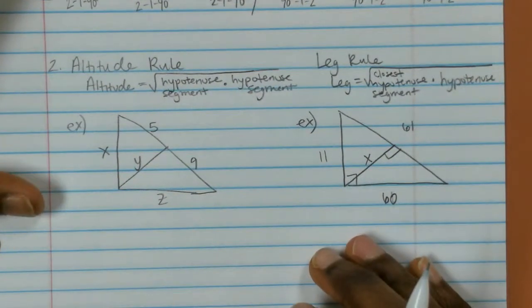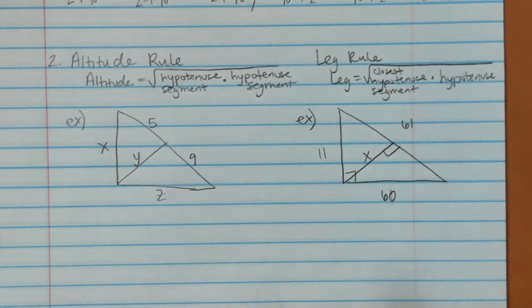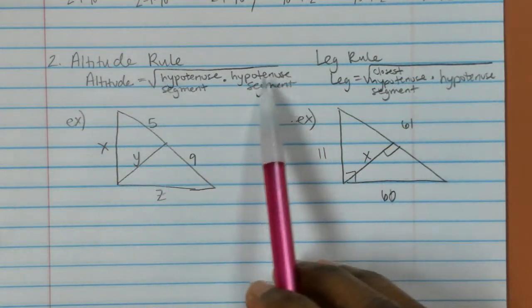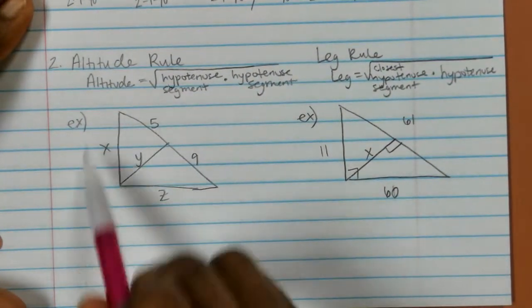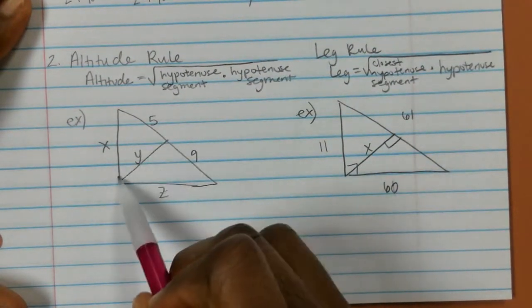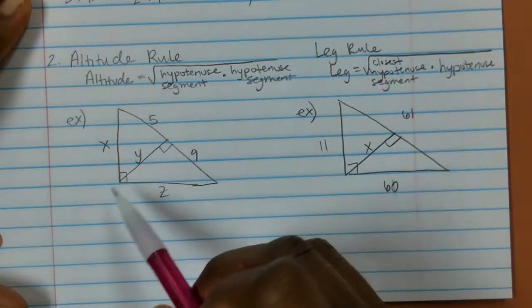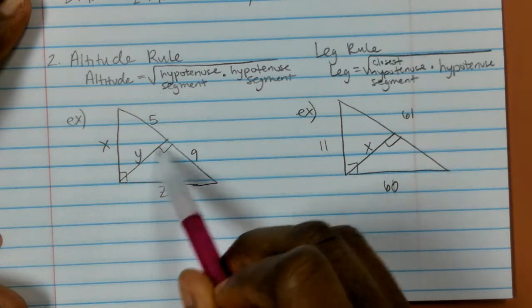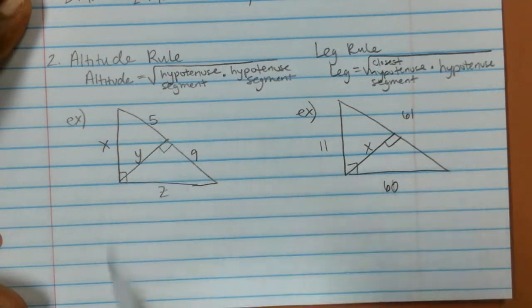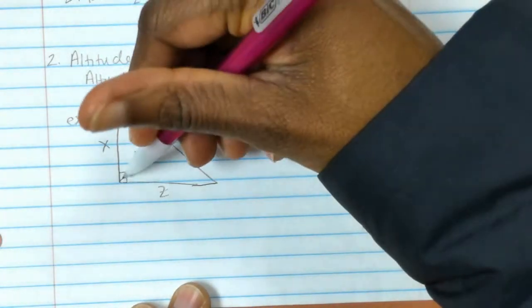Second topic is altitude rule and leg rule. The altitude rule simply is the square root of the two parts of the hypotenuse multiplied together. So in this problem, my altitude is y because it's the one that connects the vertex of the right angle to the hypotenuse, so it creates an altitude. If I turn my paper so that this is the ground, this would be the height of the triangle.